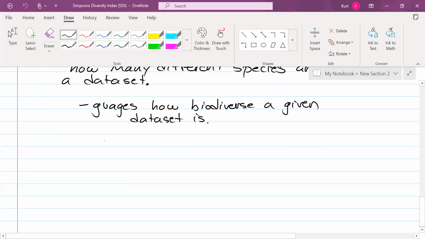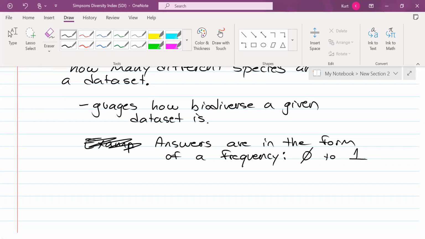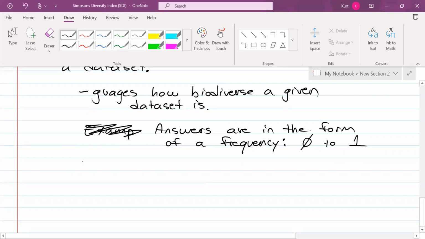So let me give you an example here. Your answers are in the form of a frequency. And just like Hardy Weinberg, this means that the answer is going to be between 0 to 1. So it can be 0.22, 0.28, you know, whatever. So what do the answers actually mean? So let me give you an example of an answer.